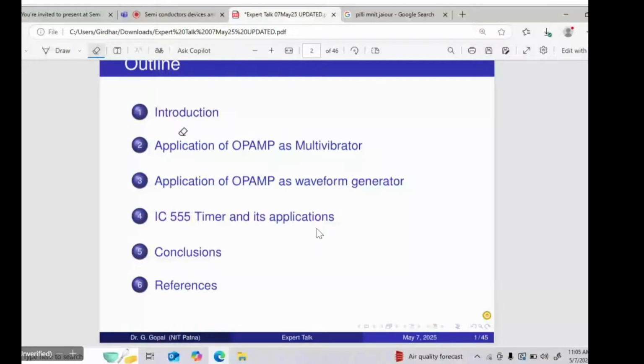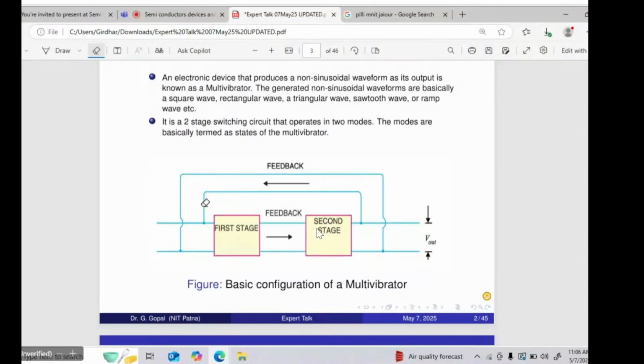So what is a multivibrator? As I already told, it is a simple electronic device, or you can say a switching circuit, that can generate a non-sinusoidal waveform. That is known as a multivibrator.